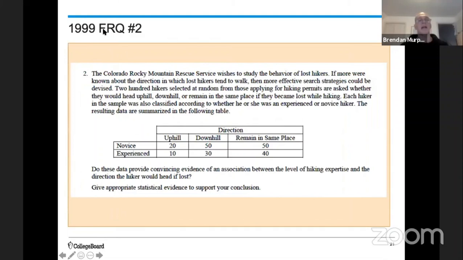Here's another one, 1992, free response question number 2. I won't read through the whole problem, but it looks like we have a two-way table. This is your skill at hiking. Are you a novice hiker or experienced? What happens when you get lost? Do you go uphill, downhill, or remain in the same space? Again, it feels like a classic chi-square test for independence. When we read through the problem, do these data provide convincing evidence of an association? Well, there's a little clue right there. It's not a chi-square test for homogeneity.